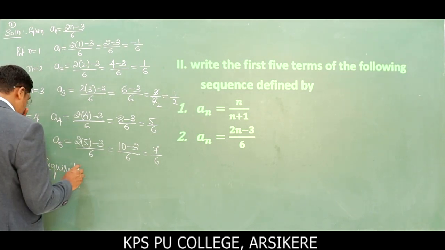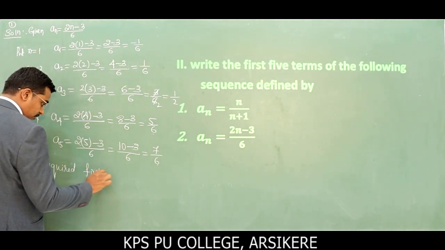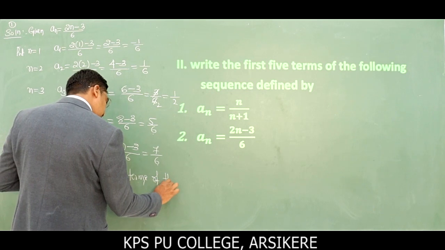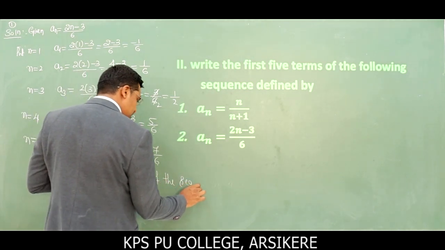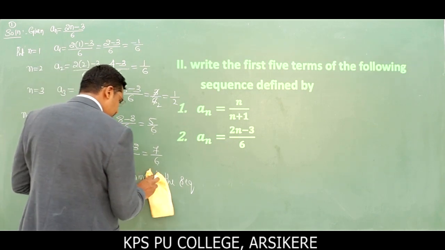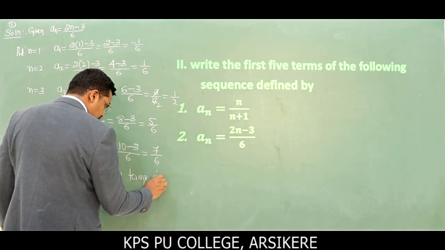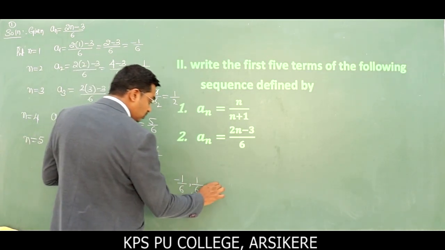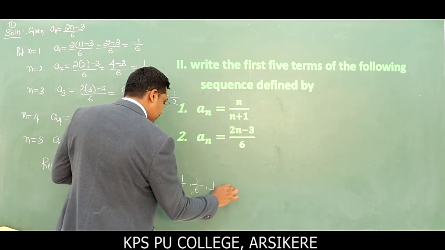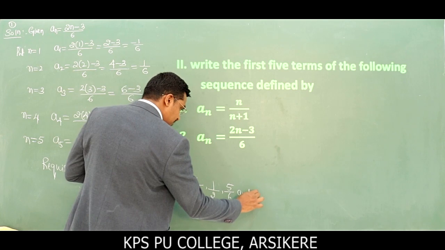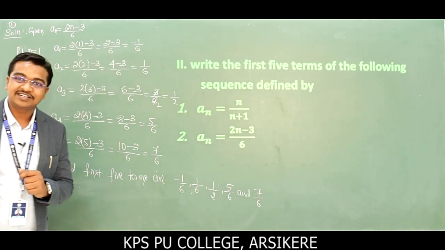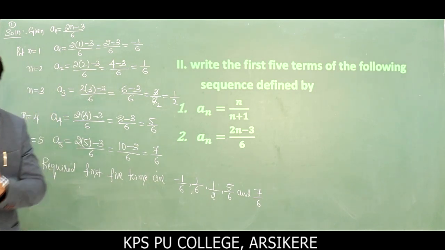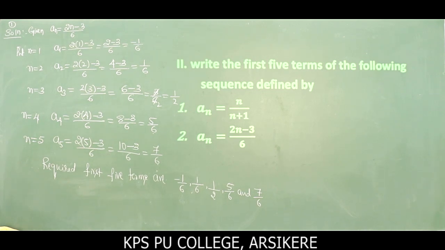Therefore, the required first 5 terms of the given sequence are: first term minus 1 divided by 6, then 1 by 6, third one 1 divided by 2, fourth one 5 by 6 and the last term 7 by 6. These are the required first 5 terms of the given sequence. Take a pause and note down all the things what are written here.